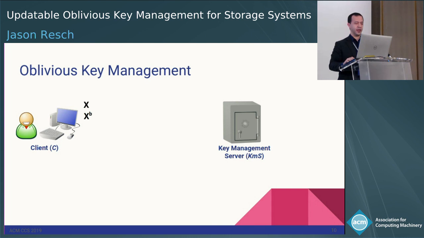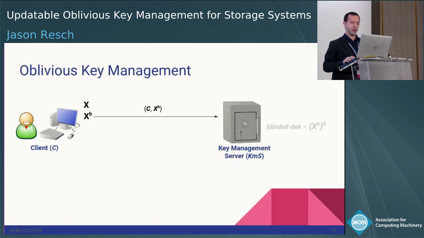The client, like Alice, chooses an arbitrary X value, and it also blinds it with a randomly chosen blinding factor. Now, instead of the usual wrap request, the client will send its ID and the blinded value to the KMS. Again, the KMS will authenticate the client, and if it's authorized, perform an exponentiation on the blinded input using that client's master key to produce what we call a blinded DEC. The KMS returns the blinded DEC as a response.